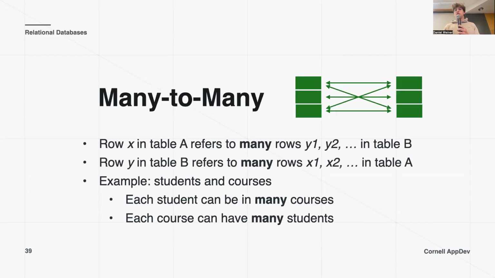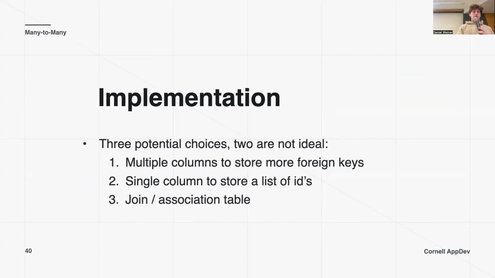And the last relationship is many to many. And so here you can see basically row X refers to many rows in table B, and row Y in table B refers to many rows in table A. So the easiest example that we can think of here is students and courses. So let's say courses is on the left, students is on the right. Each student can be in many courses. So a student can point to multiple different rows at the courses table, but a course can also have many students. So each course is going to also point to different student fields in the table. And we'll have a more concrete example in a second.